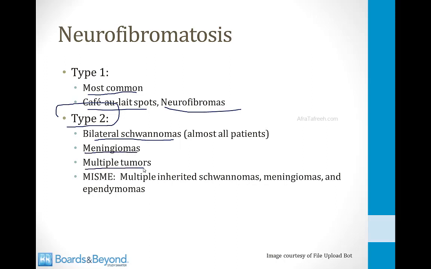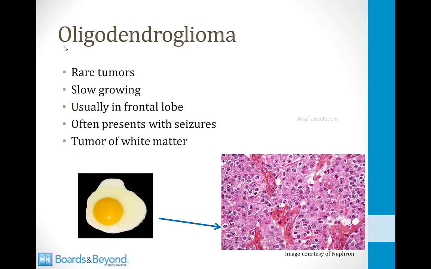And one easy way to remember this is that type 2 is sometimes called MISME, which is the multiple inherited schwannomas, meningiomas, and ependymomas syndrome. So if you remember it that way, it's easy to remember that type 2 is the type associated with all the CNS tumors. Oligodendrogliomas are very rare.